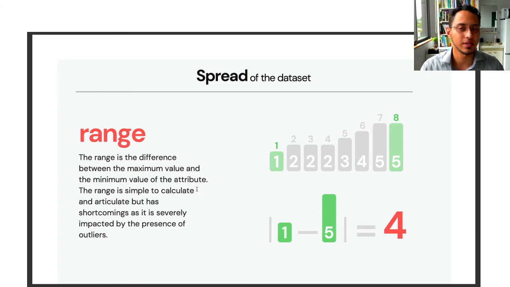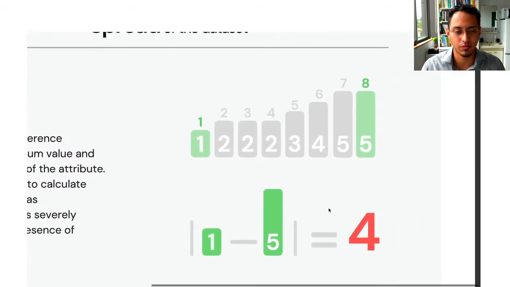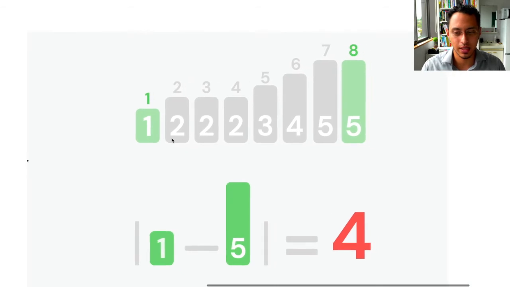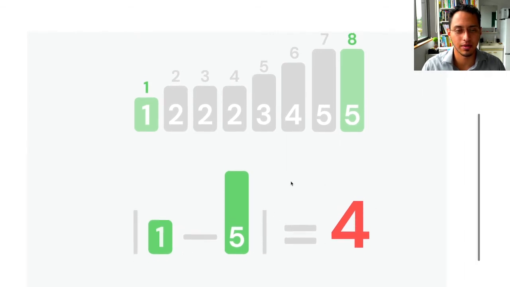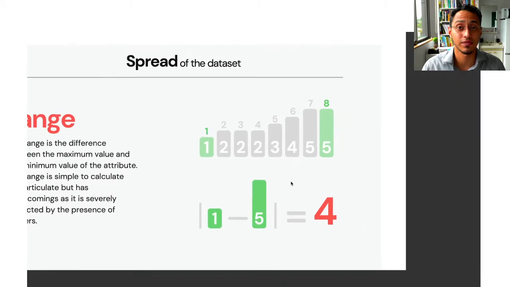It is very simple to calculate, but it also has a shortcoming: what if there is an outlier? If the data is this big and there's one outlier, this one, the range will be that big one, and that is not that good. But again, to calculate range, we just choose the smallest element and the largest element, and we take the difference, and that is our range. So in our data, the range is 4.